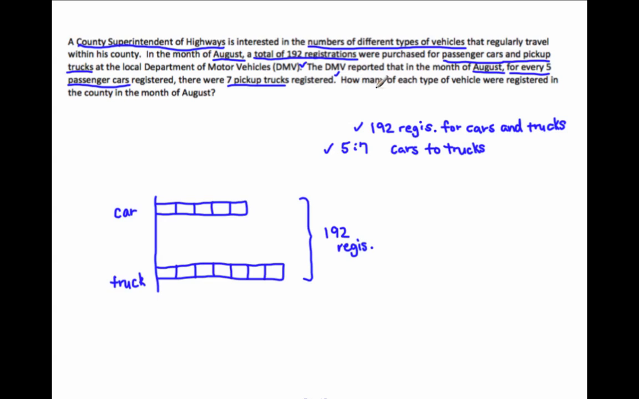How many of each type of vehicle? I want to know how many cars, so I'm going to put a question mark here at the end. I want to know all of this. You could alternatively make a bracket that looks just like this and put a question mark up there. But if you want to quickly show that you're trying to find the entire tape for that label, then you can put the question mark at the end.